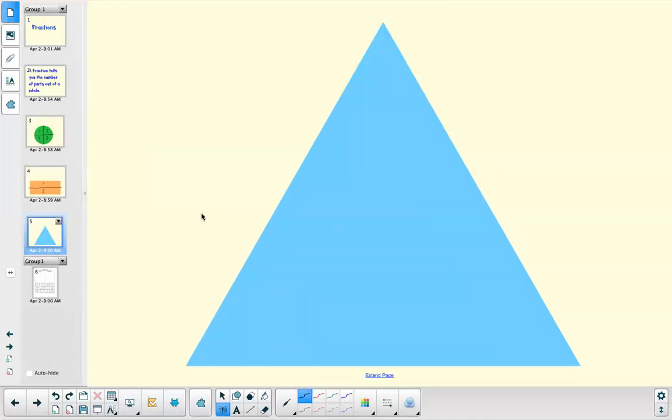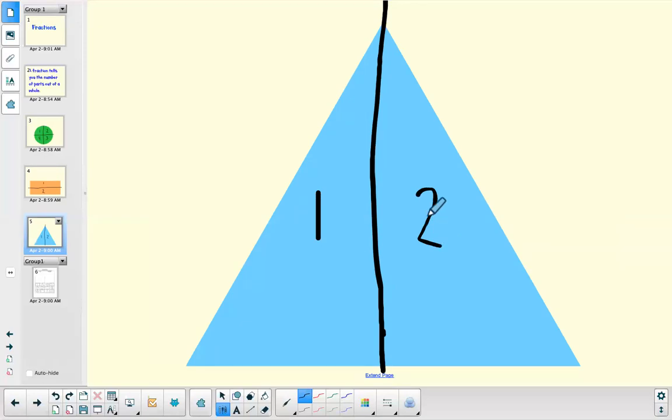Okay, mathematicians, look at my blue triangle here. I'm going to give you a few seconds to make a cut in this blue triangle that would have two equal parts. Okay, mathematicians, I'm sure we all got this one and we went straight down the middle. I see one part here and another part here. Are these two parts equal? You bet. And I'm sure some of us might have done it a different way, and that's okay.